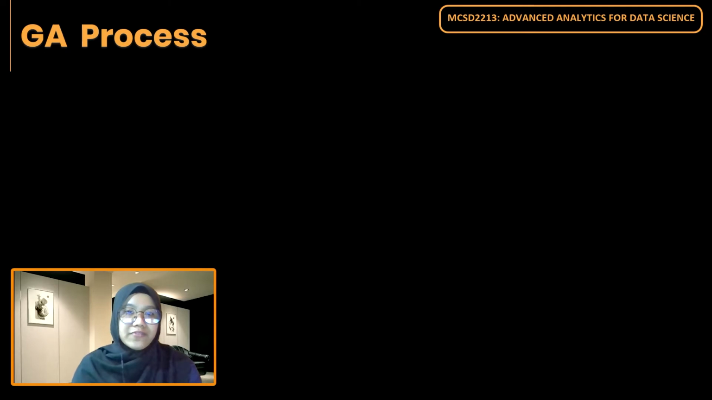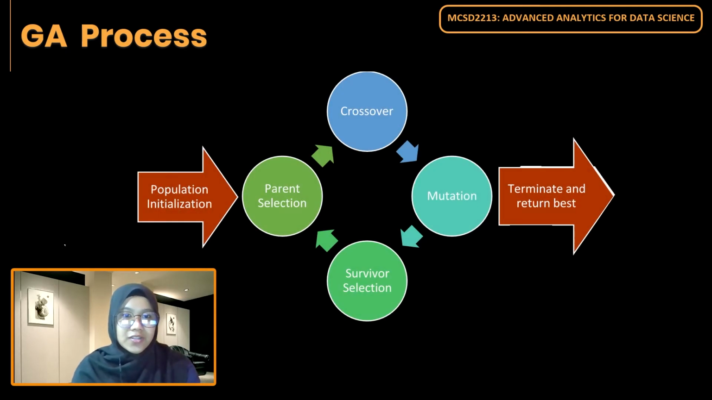Next, we have to define the process of GA optimization. But before that, let's take a look at the process involved. In a genetic algorithm, the process involves population initialization, then a loop of parent selection, crossover, mutation, and survivor selection. It will terminate and return the best solution. Now we are going to implement the GA process.